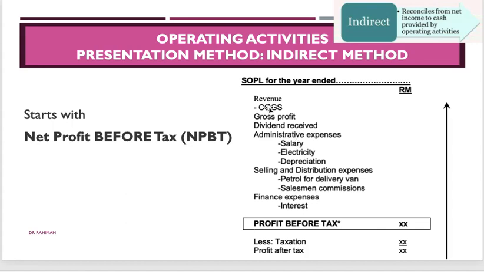So when you prepare the SOPL, you see you have a dividend received here. Okay, this is in the SOPL. But in the cash flow, dividend received should fall under investing. Okay, because investment is your non-current asset. Non-current asset is investment. So anything relating to investment must go under the investing. So that means this dividend received is actually in the net profit here.